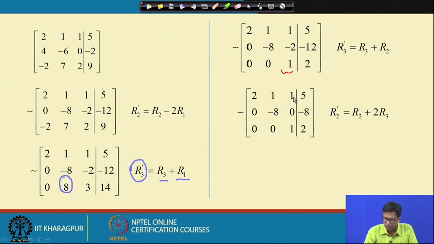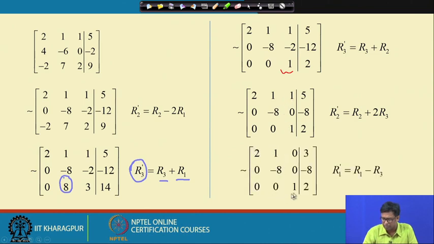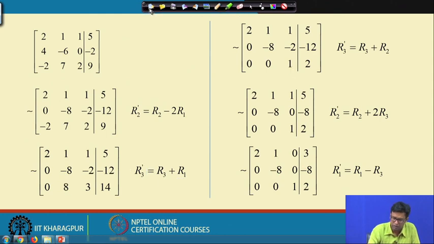So, the first row, third column 1 has to be eliminated, that means the third row has to be subtracted from the first row, and we get this particular form. Now, we have to eliminate this one. So, we have to add 1/8 times the second row to the first row, and we go to the next page.